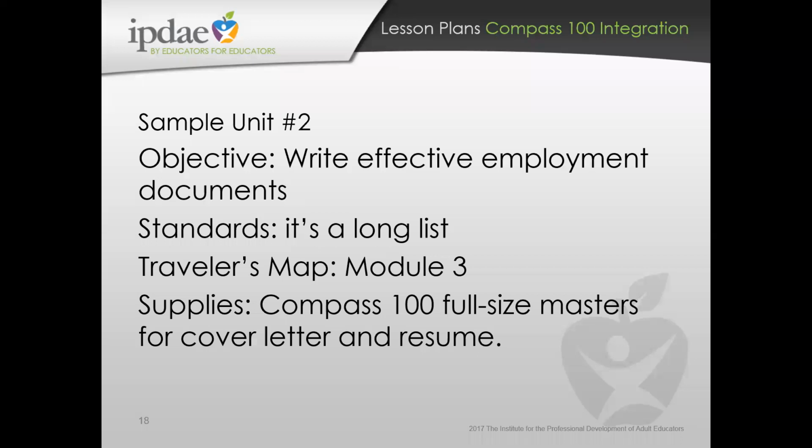Looking at the frameworks, these documents meet requirements for ABE 2, 3, 4, and 5 for writing, and 9. For language arts 1 through 6, reading 2, 3, 5, 7, 9, GED, reading 1, A through E, G, and H, reading 3, 1 and 2, reading 4, 3, language 4.1 through 3. So it goes on and on. It meets a whole host of these standard requirements. And it'll also meet Module 3 of the Traveler's Map.